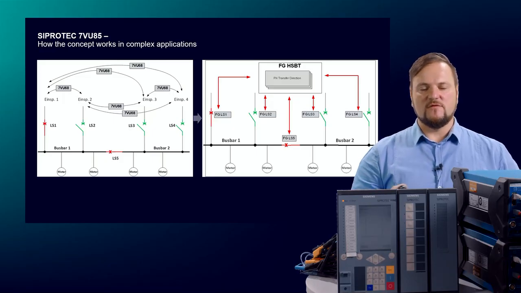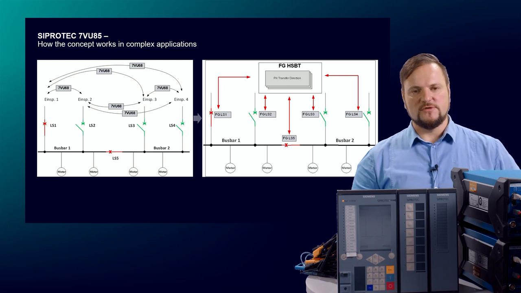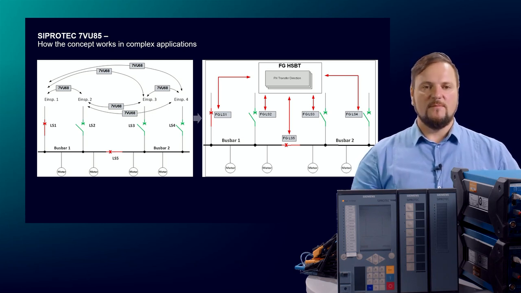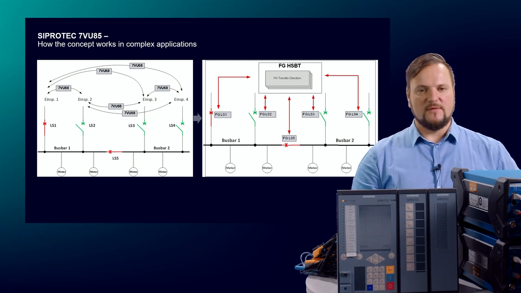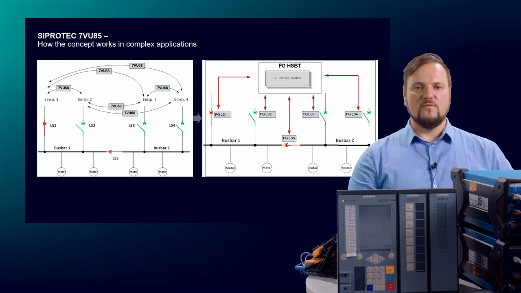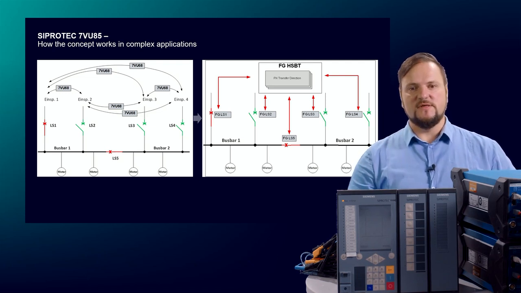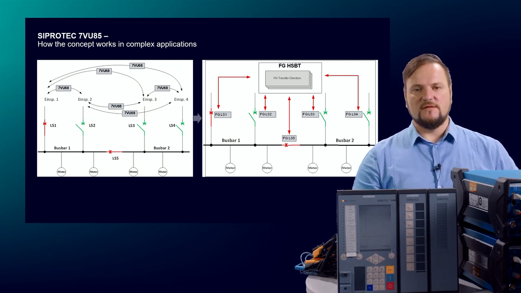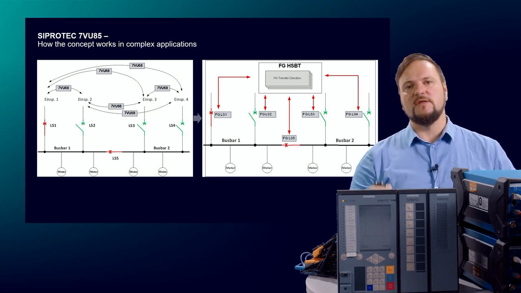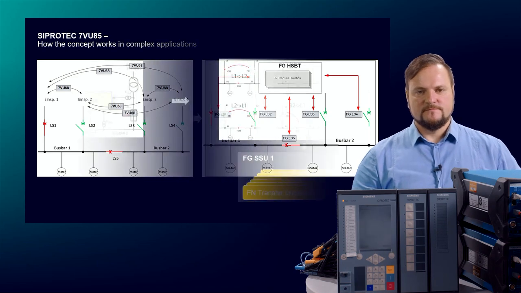That means we need some interlockings, we need some blocking conditions between each device. We need external wiring. And on the right side now, you see there is one dedicated device, one function group HSBT, which contains the different transfer directions. And everything, the same application, can be covered in one single device.